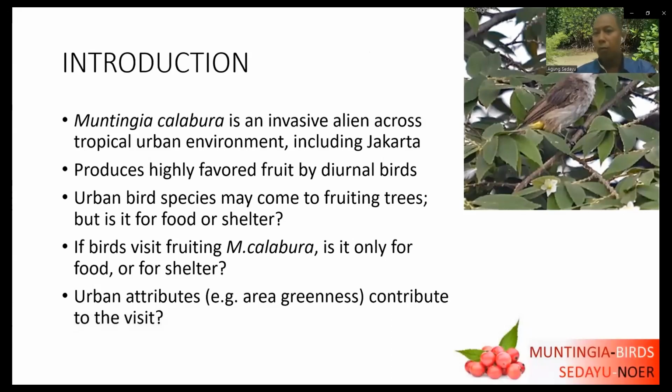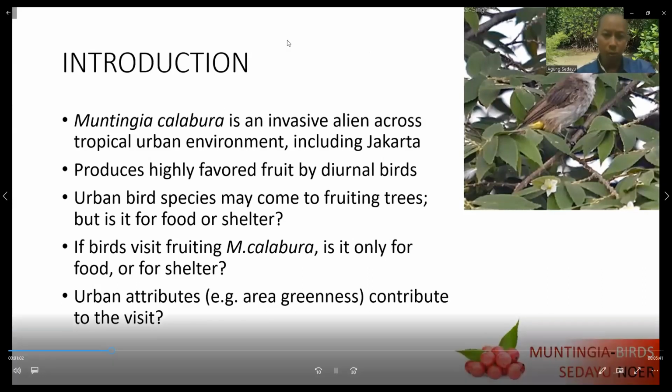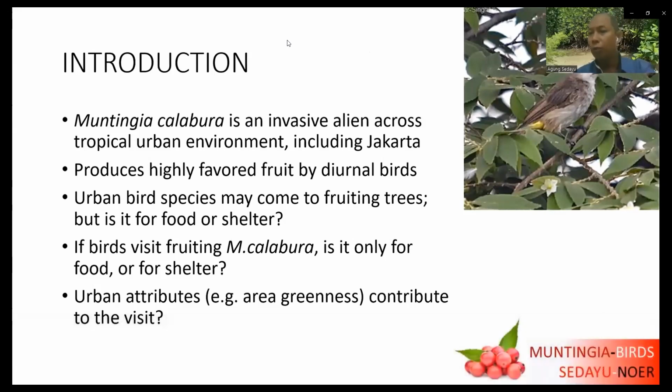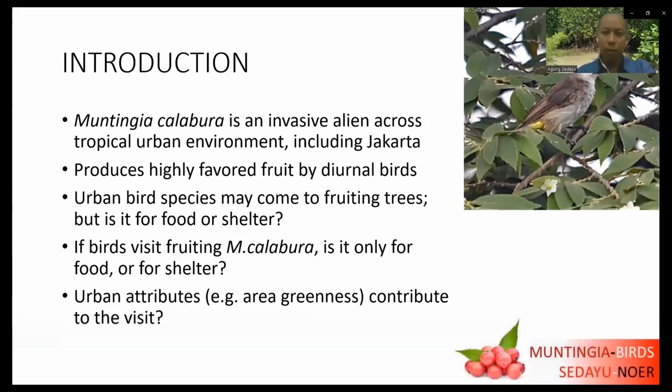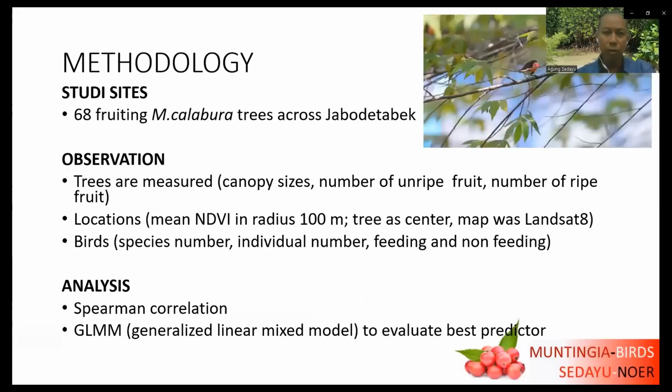Urban bird species come to fruiting trees. Is it for food or for shelter? This is the thing that we want to explore in our research. If birds visit fruiting Muntingia calabura, is it only for food or shelter? And if the birds visit the Muntingia calabura, will the urban attributes, including area greenness or the tree posture, contribute to the visit? This is what we want to explore in our research.